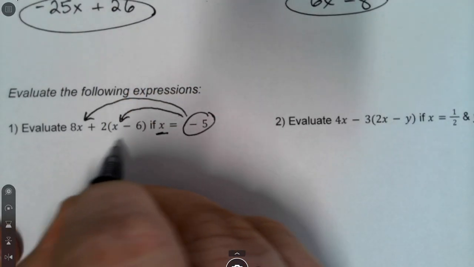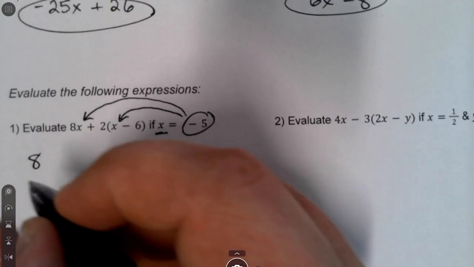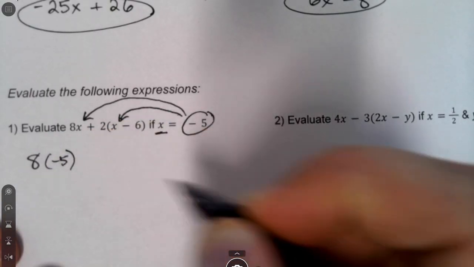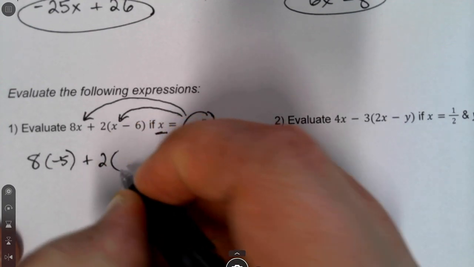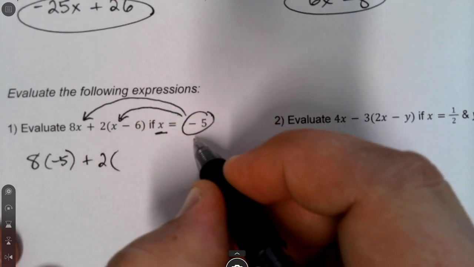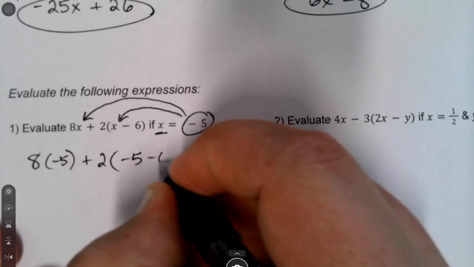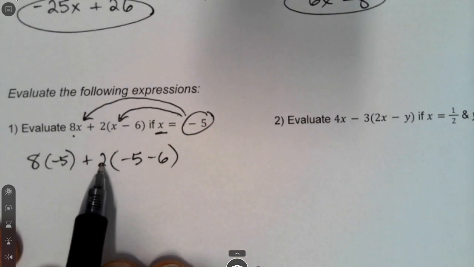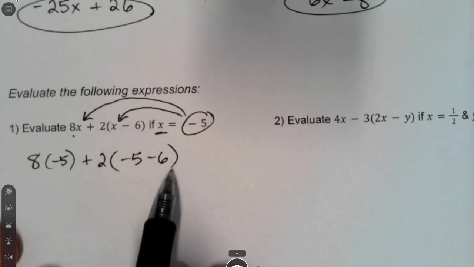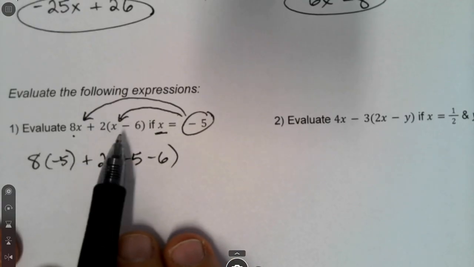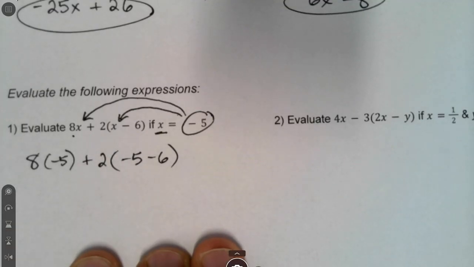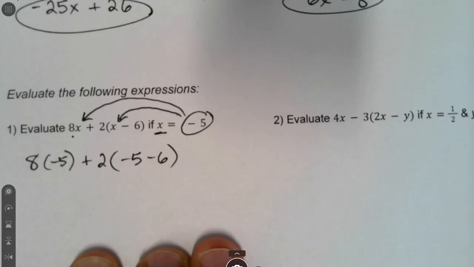So I'm going to rewrite this equation just like it's written, 8, but instead of times x, I'll say 8 times -5, plus 2 times, but instead of x, I'll write -5. So notice the 8, same place it was, 2, same place it was, 6, same place it was. I've just replaced the x's with -5.